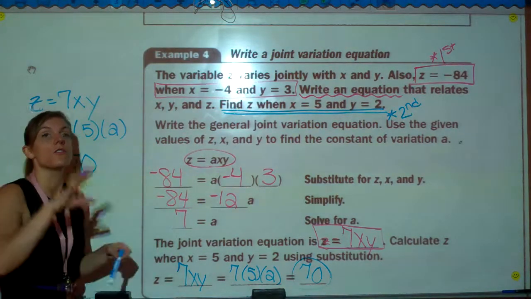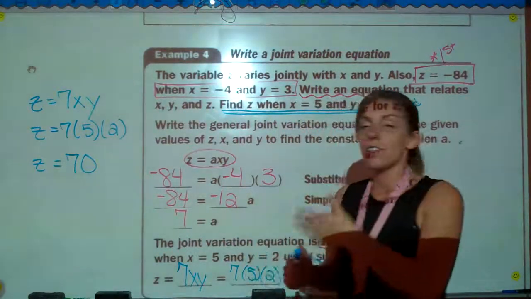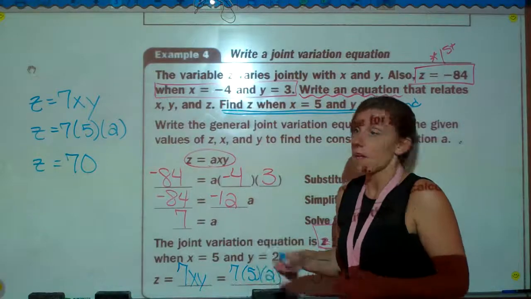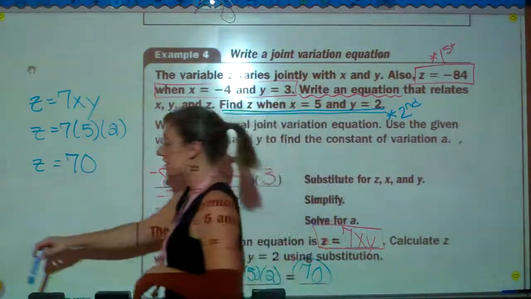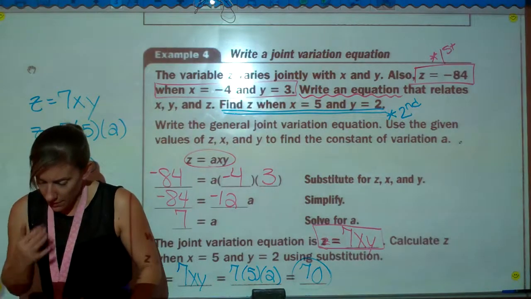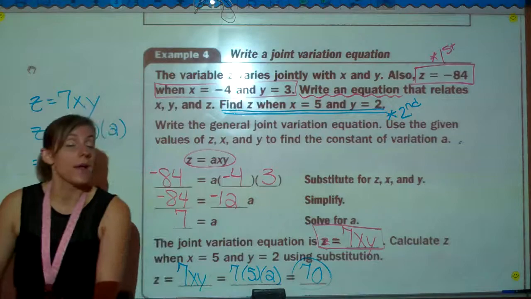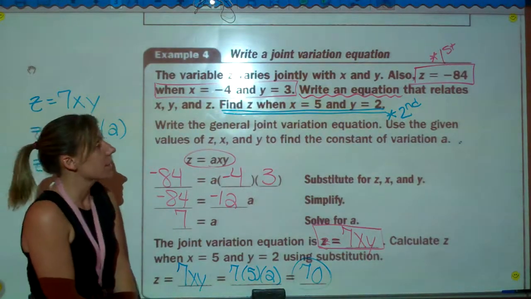So that's what you use. You use the equation, find the constant, then answer the question. And that's what we've been doing with inverse as well. So you follow the same process, just a different equation as you're going. Okay? So we will practice it just a little bit more on the last page, and then we'll be squared away with this variation.